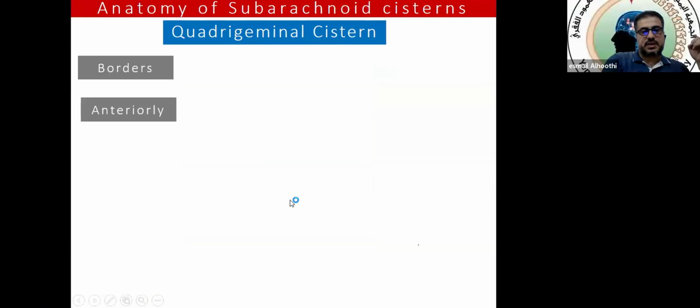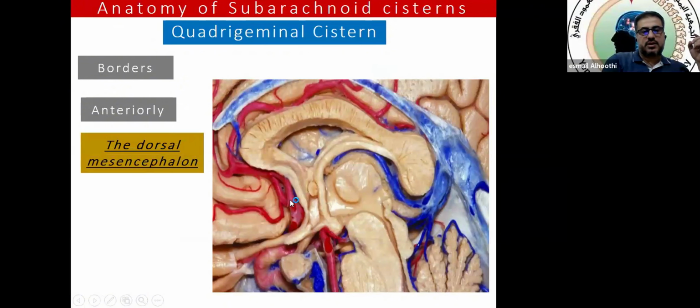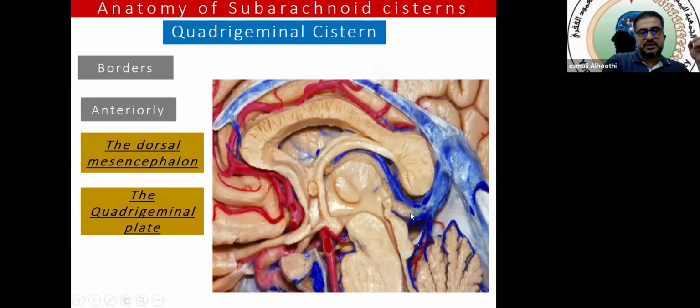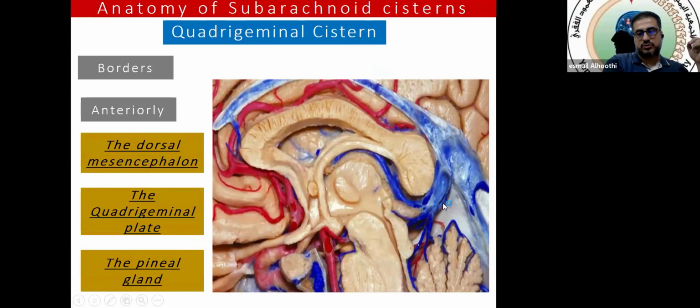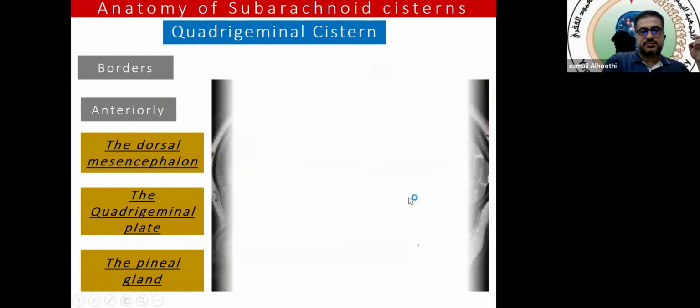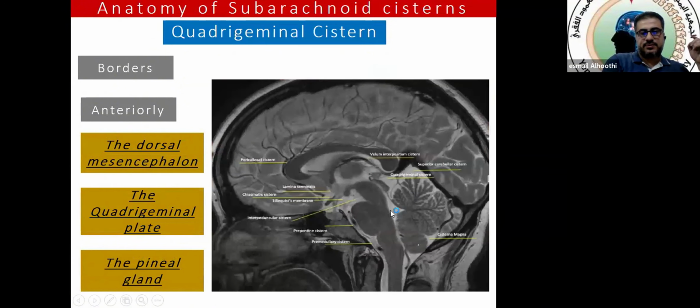As you see here, it's bounded anteriorly by the dorsal mesencephalon. This is the quadrigeminal system. It's bounded anteriorly by the dorsal mesencephalon, the quadrigeminal plate and the pineal gland. This is the pineal gland, this is quadrigeminal, and the dorsal part of the mesencephalon. Here is the quadrigeminal system.